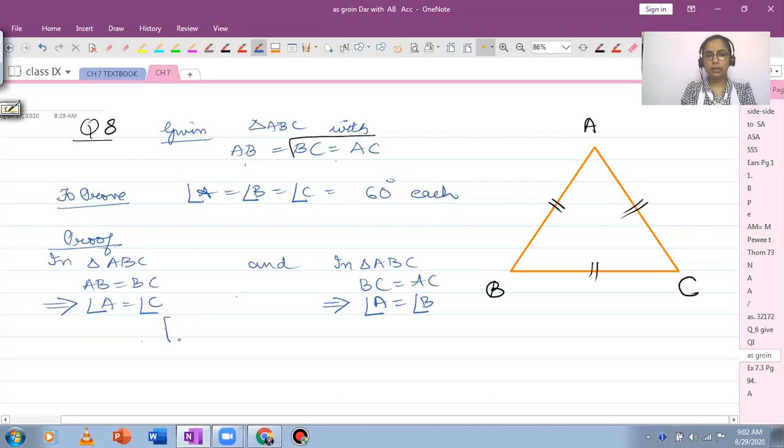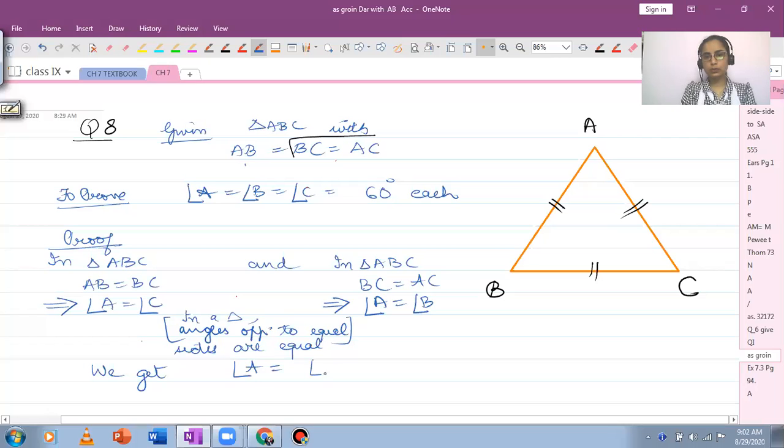So you can give a combined reason here if you want, that in a triangle, angles opposite to equal sides are equal. So we get angle A equals angle B equals angle C. And here you can just give them the same value.